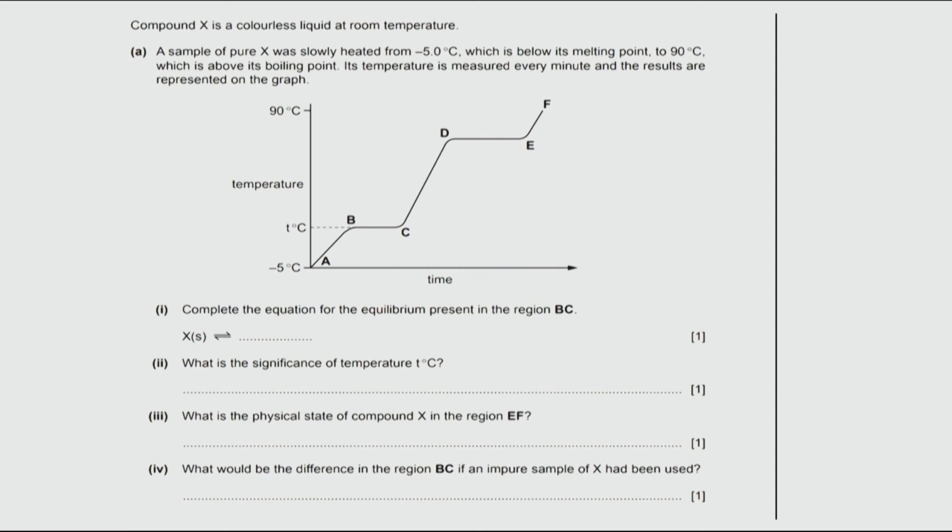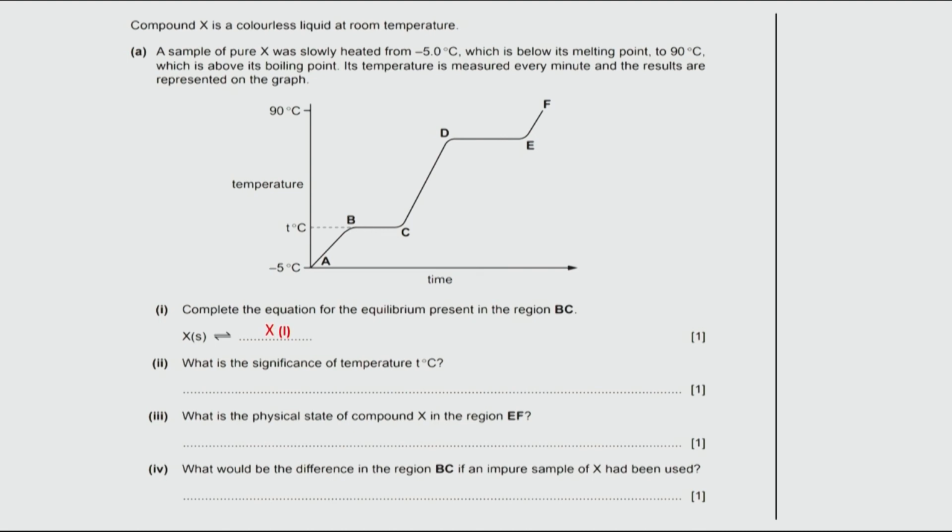So we say at -5 degrees Celsius, it was a solid. And then at BC it is a liquid. We've got an equilibrium of X solid and X liquid. The answer we have to write is just X, the compound is still the same compound, but the state of matter has changed because it is now a liquid. So we say there's an equilibrium at BC.